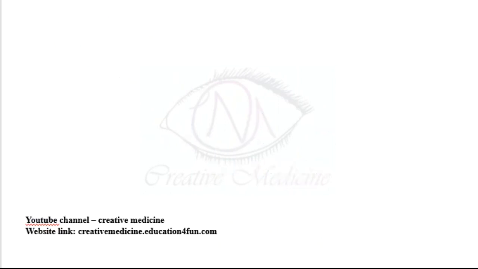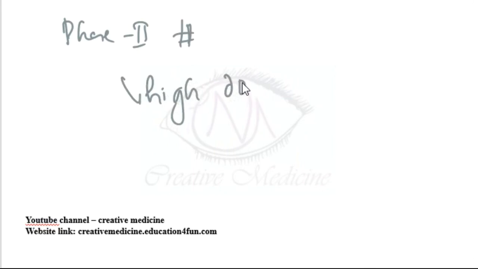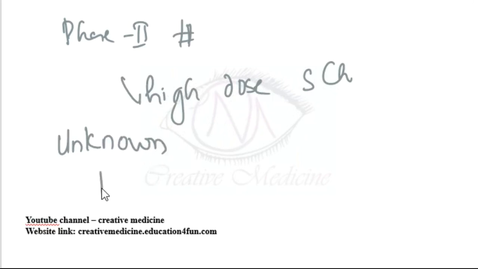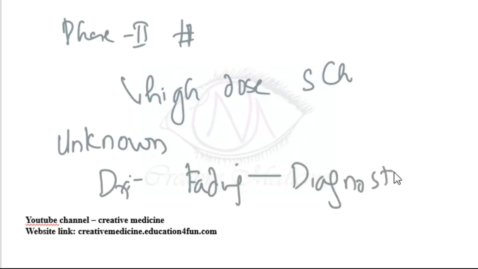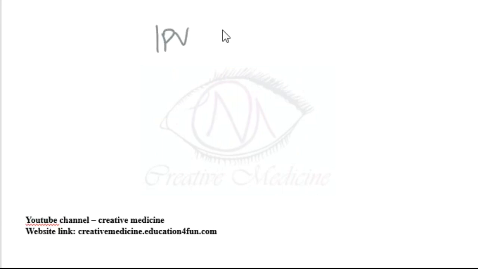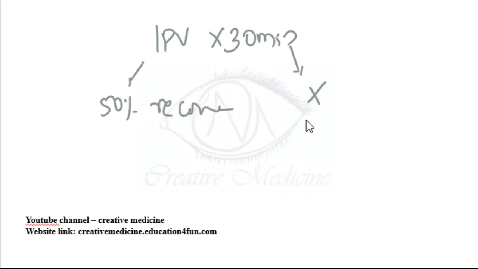Then phase 2 block can also be seen. Phase 2 block or dual block. In phase 2 block or dual block, there is a high dose of succinylcholine, and the pathophysiology of phase 2 block is not known. Here, the fading which is seen is diagnostic in phase 2 block. Treatment of phase 2 block is to continue intermittent positive pressure ventilation for 30 minutes, and 50% of the patients will recover. If the patient does not recover, then give neostigmine.